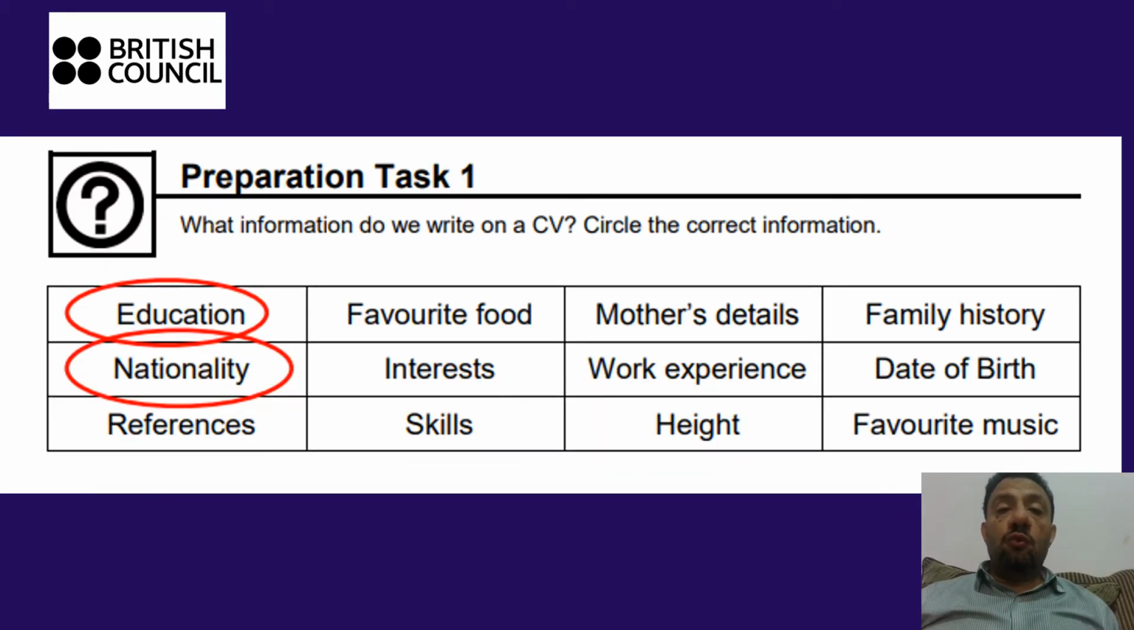Okay, before you do the writing, this file will help you think and prepare for that writing. So the first activity here is to look at these titles and think which titles or topics would you include in a CV, would you put in a CV, and which ones you don't put in a CV. Take a minute to think about it, and then I will show you the answers in the next slide. Pause the video.